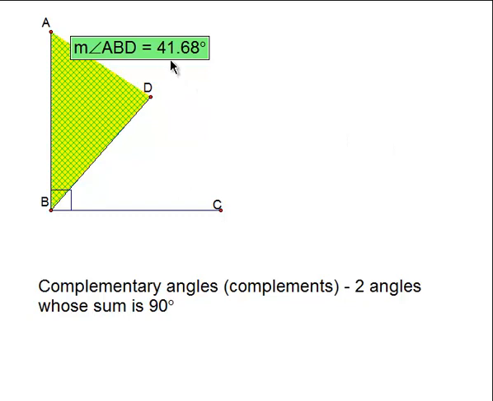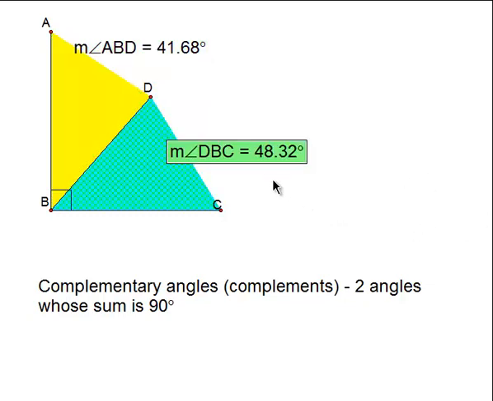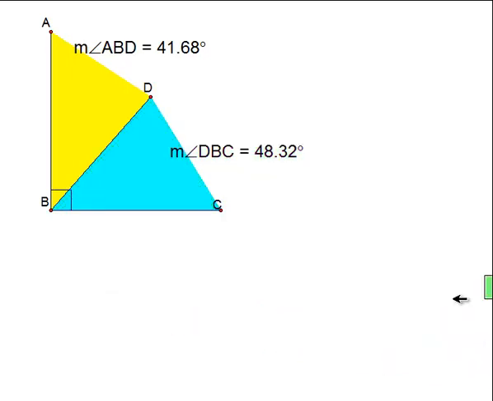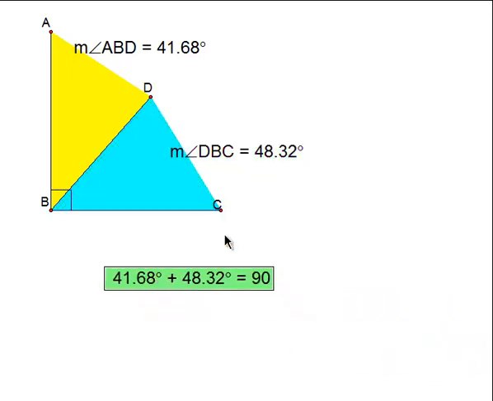this angle measures 41.68 degrees, and we take a look at this angle DBC. This angle is 48.32 degrees. And if they are complementary angles, then when you add them together, they add to equal 90 degrees. So let's take a look at that.